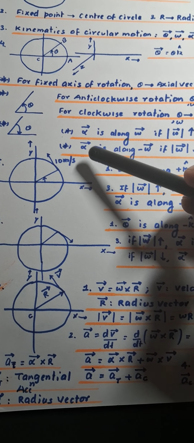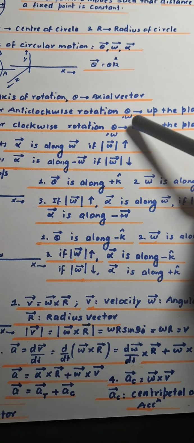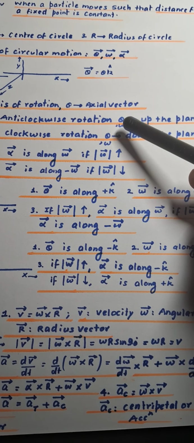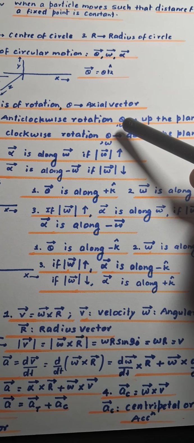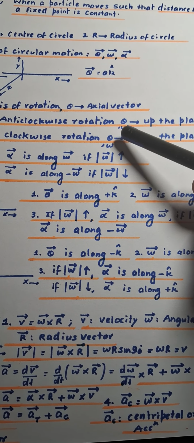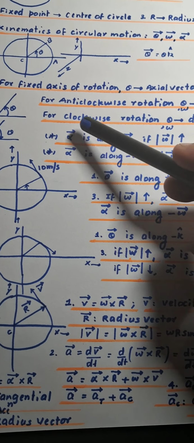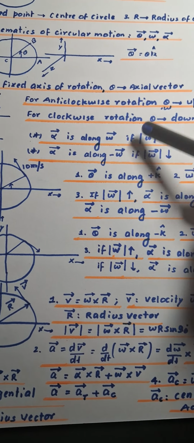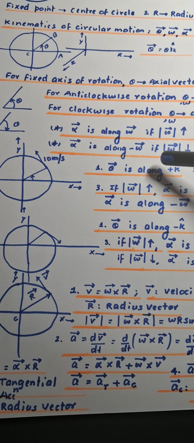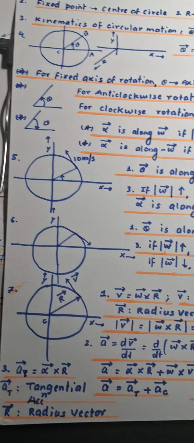Now the concept here is for angular axis, and theta and omega, this is applicable to both angular displacement and angular velocity. Obviously angular velocity will be along angular displacement, so the direction of theta and omega can be found by the same logic. Coming to the angular acceleration alpha, alpha is along vector omega if its magnitude increases, and it is along minus vector omega if omega decreases. So this is how we can find the direction of alpha.